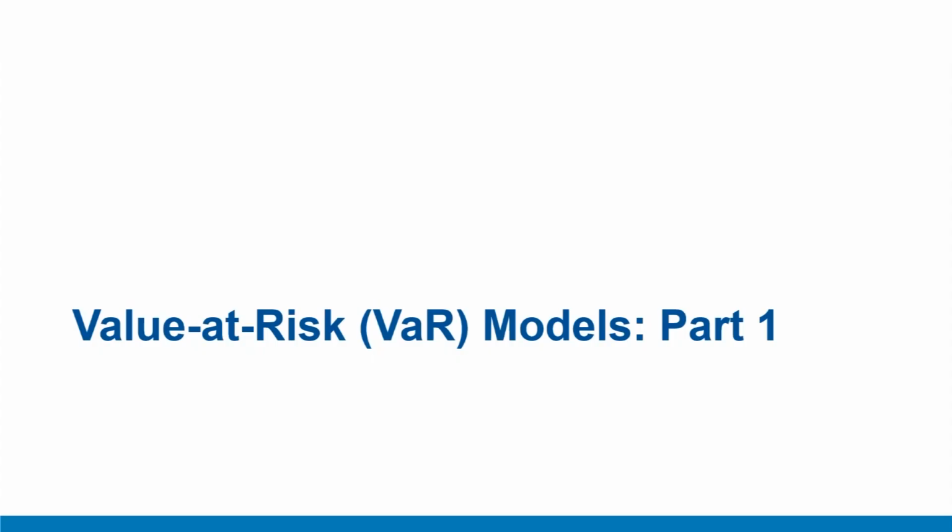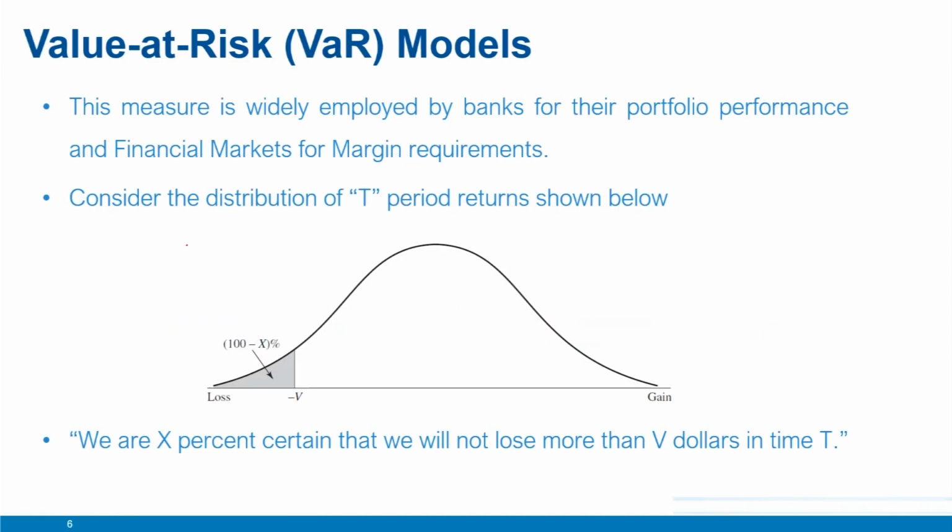In the series of next few videos, we'll discuss a very important tail risk measure, that is the value at risk measure, or VaR measure. The measure is often employed in risk management by financial institutions, for example, employed by banks in portfolio performance and risk management, and employed by financial market exchanges for their margin requirements.